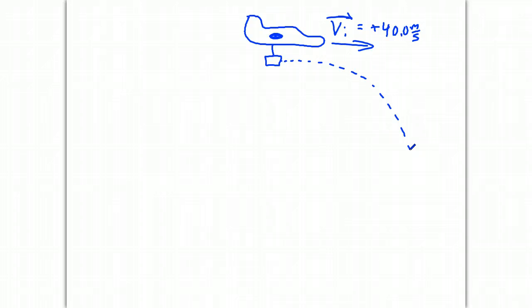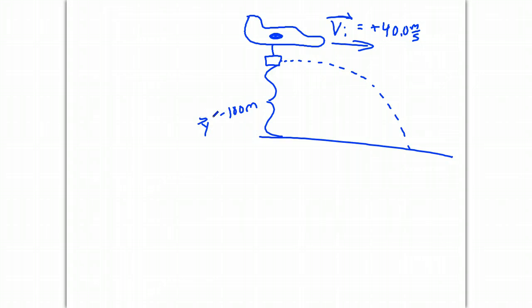Okay, in this problem we do know that the package was released 100 meters off the ground. That would be our y value. The reason we make it negative is because the package is going down, so we started above where it's going to be ending. And like I said, the initial velocity is 40 meters per second. So part A asks, where does the package strike the ground relative to the point at which it was released? We call that the x value, or the range.